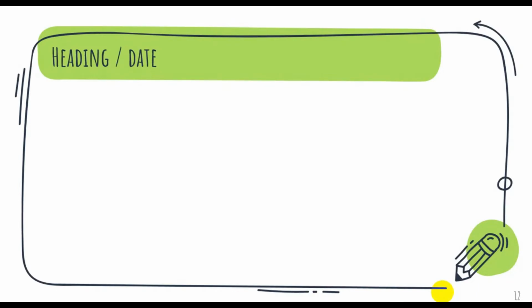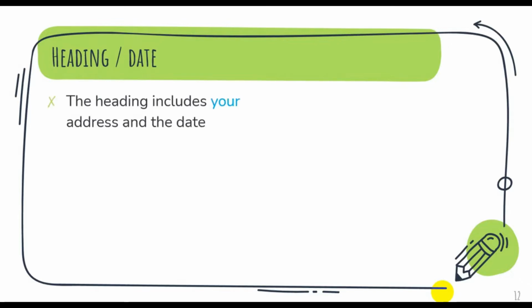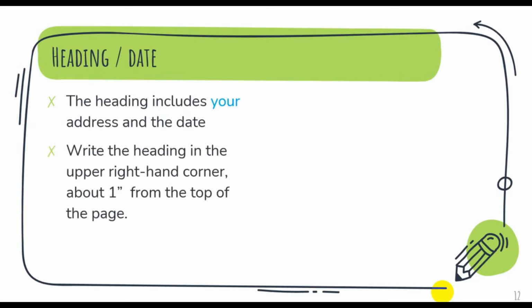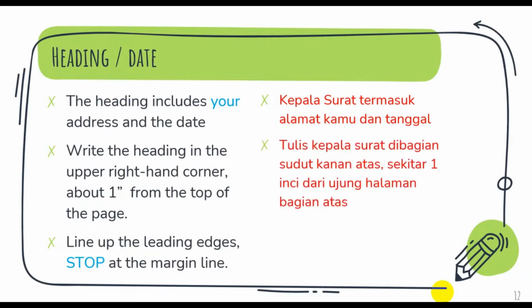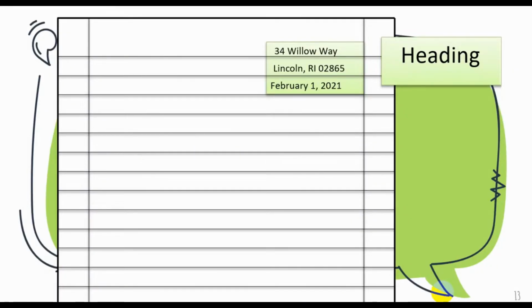Heading. The heading includes your address and the date. Write the heading in the upper right-hand corner, about 1 inch from the top of the page. Line up the leading edges, stop at the margin line. Willow Way, Lincoln, Rhode Island, 02865, February 1, 2021.